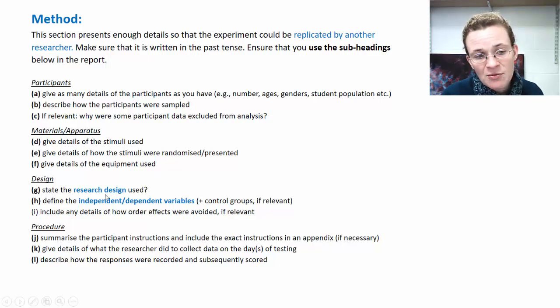The design is about the research design. Is it between subjects, within subjects, correlational, qualitative, etc.? Talk about your independent and dependent variables. What were they? Give them a name and specify what the various conditions of the independent variable were. What were the control groups, if you have them? We won't have any control groups in our experiments, but in clinical psychology you usually have them. If you have a within subjects design, how did you control for order effects? Again, we don't have a within subjects study this semester. It's all between subjects, so that would not be relevant.